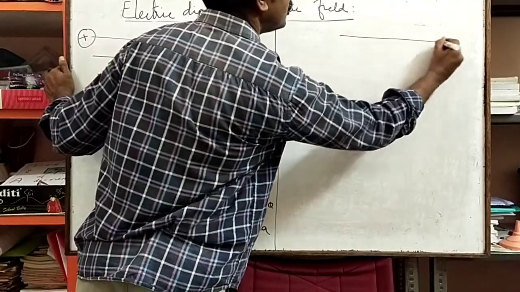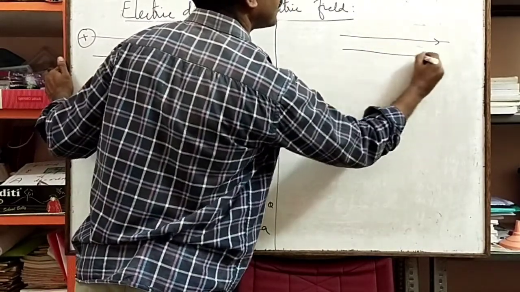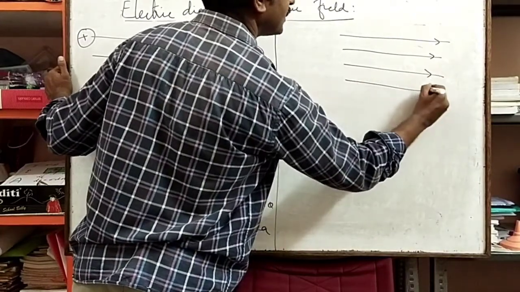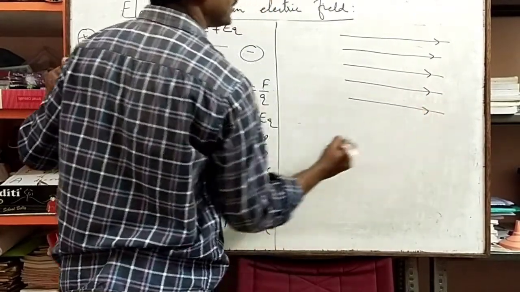Imagine this is a uniform electric field. The lines are parallel to each other. It is a uniform electric field.